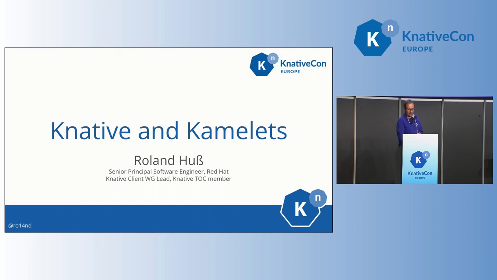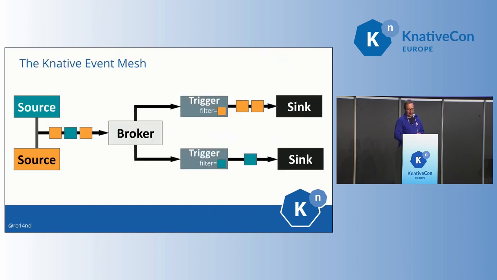Today we are talking about Knative and Kamelets. First, let's start with this classic picture. I think we have already seen it quite a lot today. This is how you can set up an eventing topology with Knative. You have a broker in the middle, and on the left-hand side, you have an adapter that transforms external events into cloud events and pushes them to the broker, and the broker then calls out to so-called sinks.